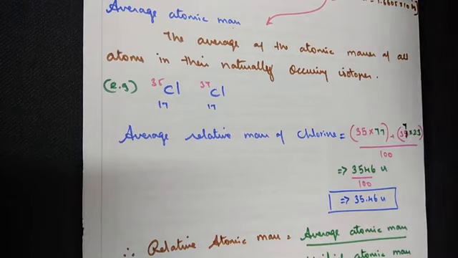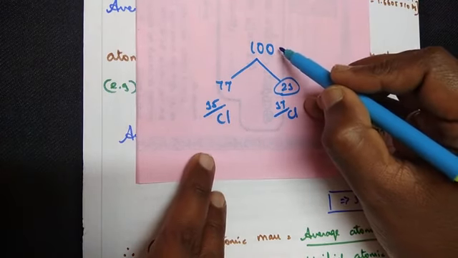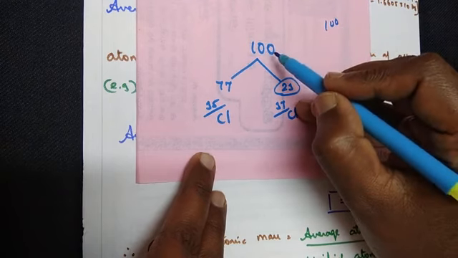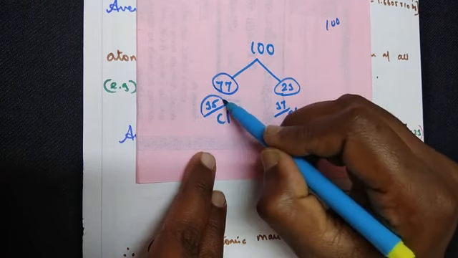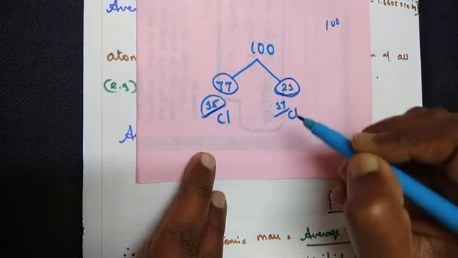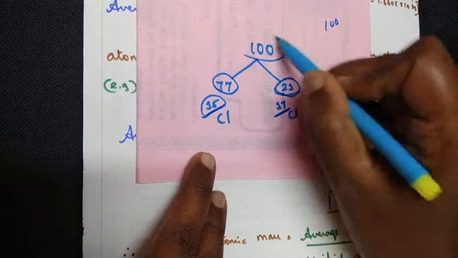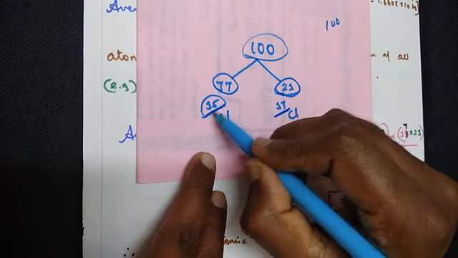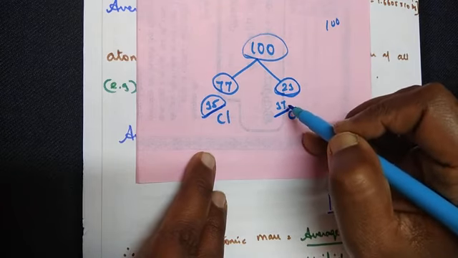What's the meaning of it? Let me explain to you. If you consider there are 100 chlorine atoms, as the percentage is considered out of 100. Out of it, 77 chlorine atoms are found with the atomic mass of 35. The remaining 23 chlorine atoms are found with the atomic mass of 37. I'm repeating again: out of the 100 chlorine atoms, 77 have an atomic mass of 35 and the remaining 23 have an atomic mass of 37.